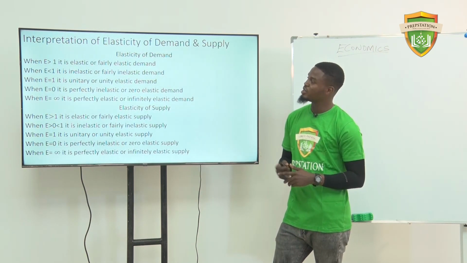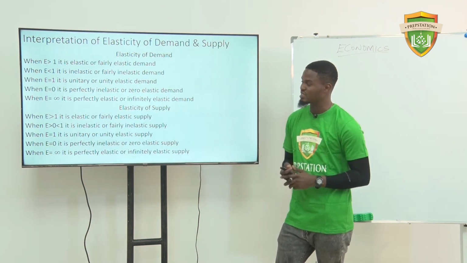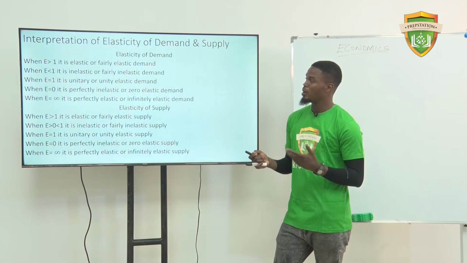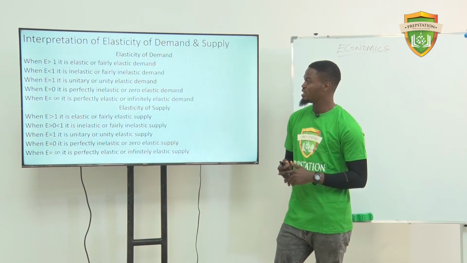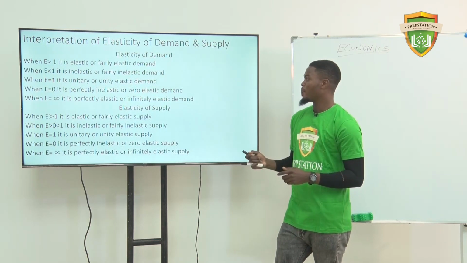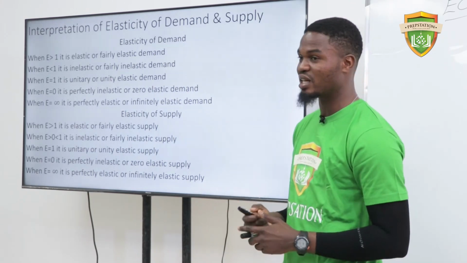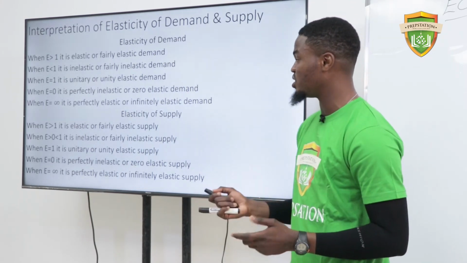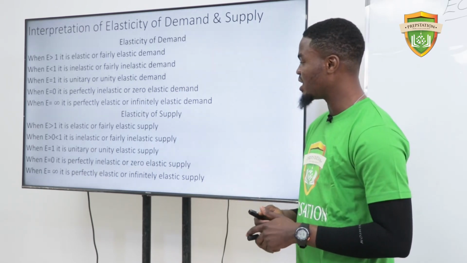So when E is greater than 1, it is called elastic or fairly elastic demand. And when E is lesser than 1, it is called inelastic or fairly inelastic demand. And when it is 1, it is called unit or unitary. And when it is 0, it is called a perfectly inelastic or a zero inelastic demand. And when it is infinite, it is called a perfectly elastic or infinitely elastic demand.